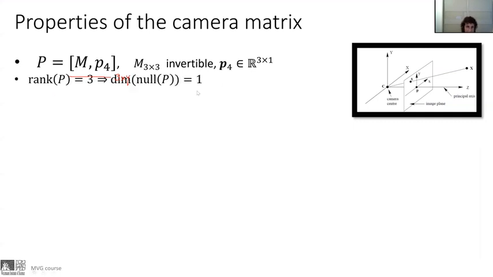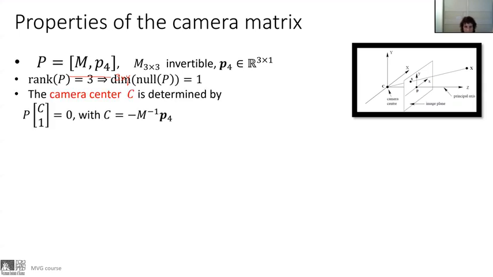Then let's understand the properties of the camera matrix. So if rank P, since M is invertible, rank P is 3, and therefore the null space is exactly 1. And like what we saw before, the camera center C is determined by being the null space of the camera. And actually C is exactly minus M inverse times P4. Okay, we saw it just in a slide before.